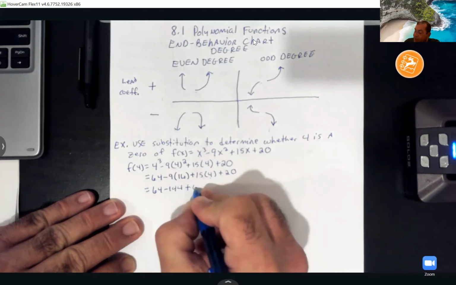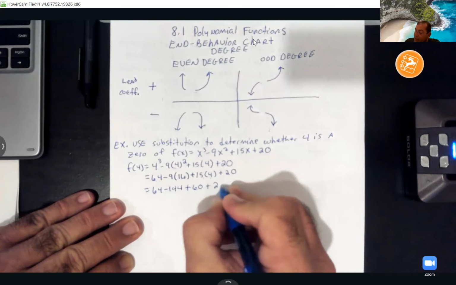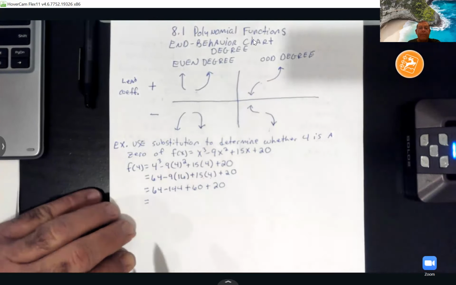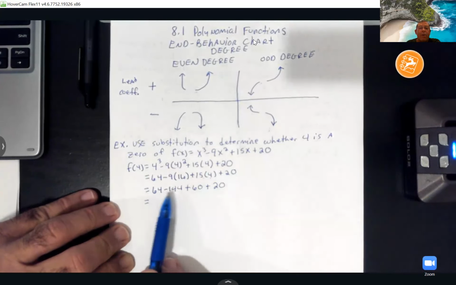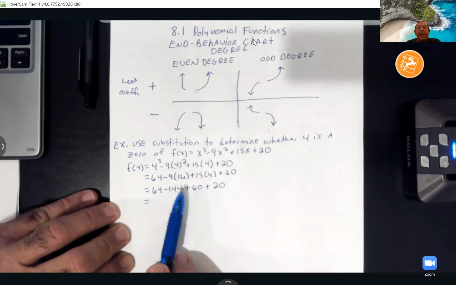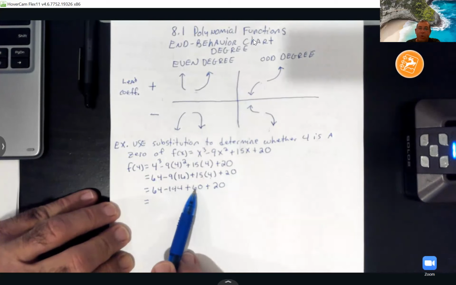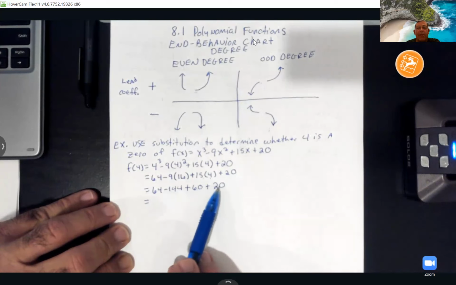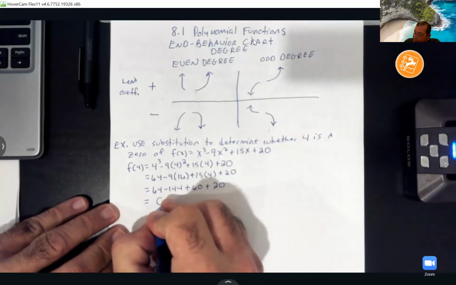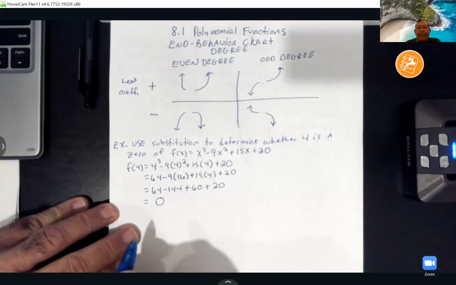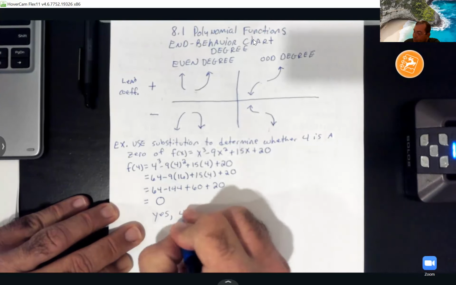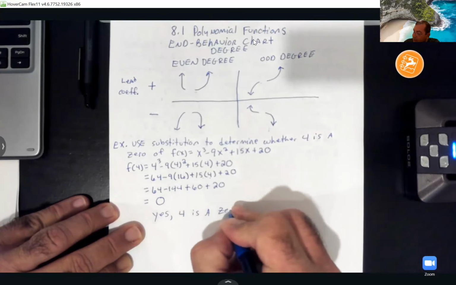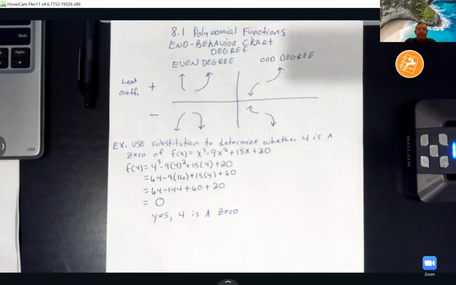Plus 15 times 4 is 60. And then plus my 20. All right, so adding and subtracting left to right. Let's see what we get. 64 minus 144 is negative 80. Negative 80 plus 60 is negative 20. And look at that, negative 20 plus 20 gives me a 0. So since I got a 0 when I plug the 4 in, that would be yes, 4 is a 0.